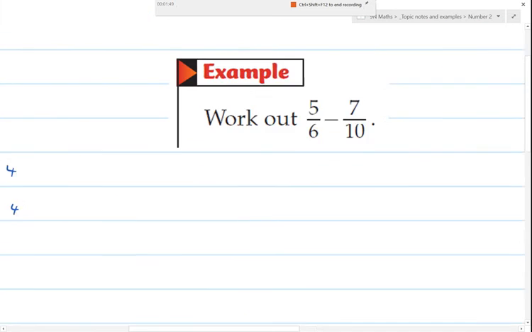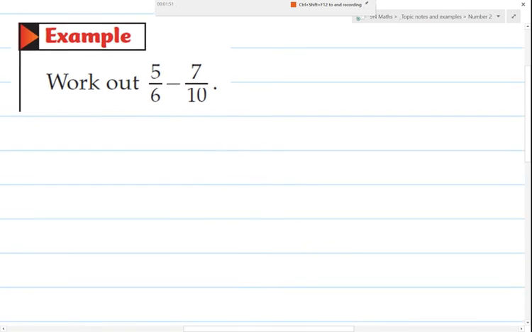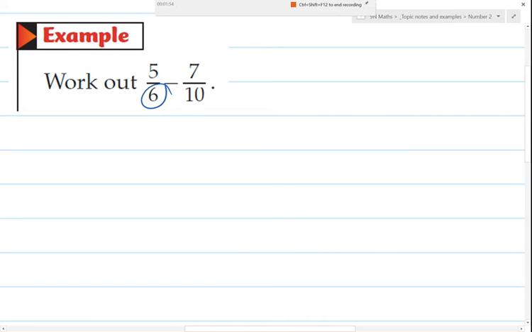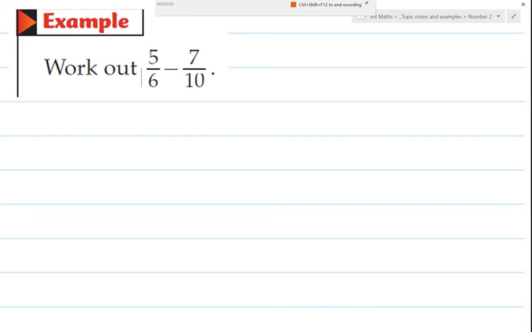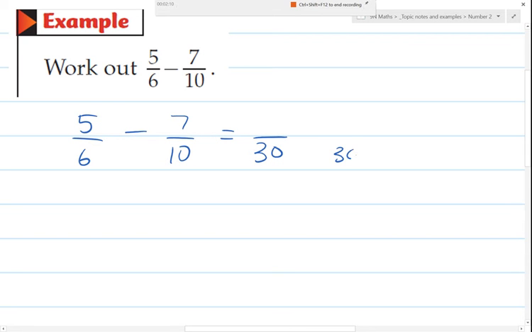Okay, let's look at our second example here. This time we don't have numbers on the bottom that are the same, so we've got to think of a number that both 6 and 10 go into. It turns out they both go into 30. So anyway, I'll copy down the question first because that's what I want you to get in the habit of doing. And I'm going to write 2 fractions over 30.